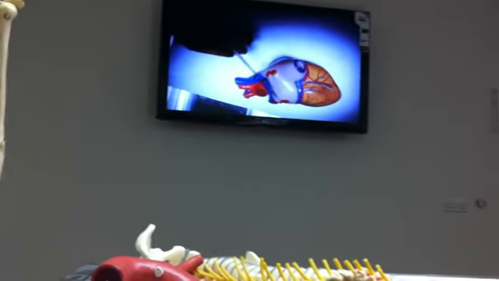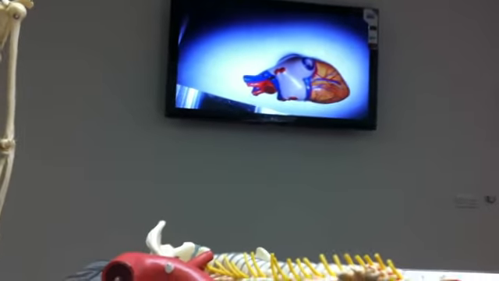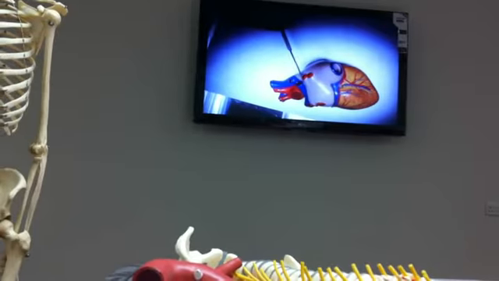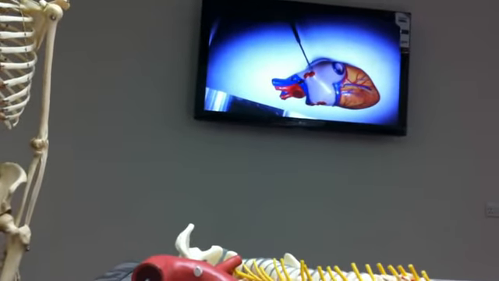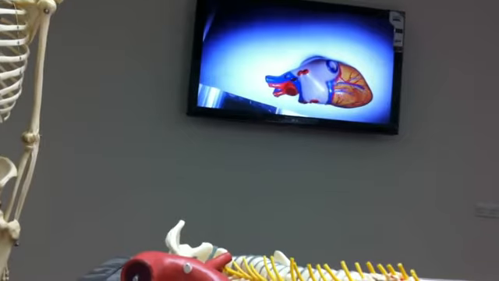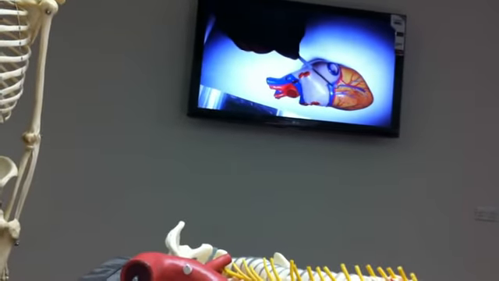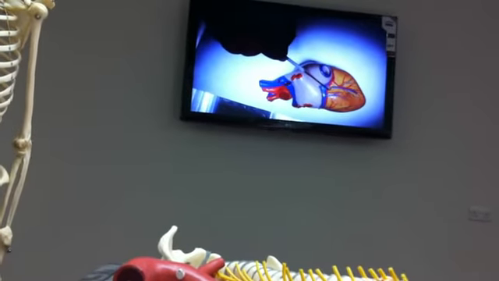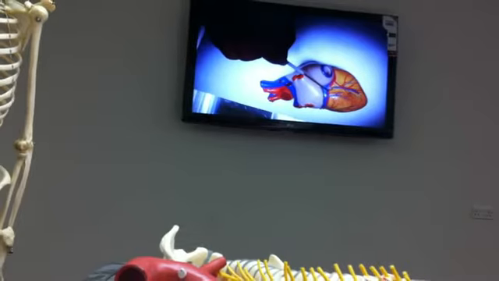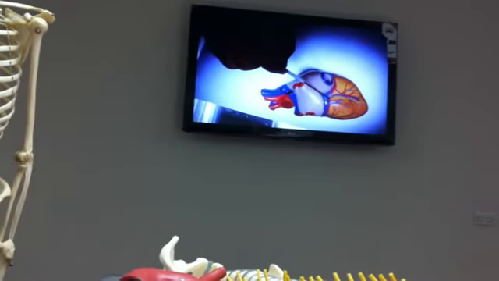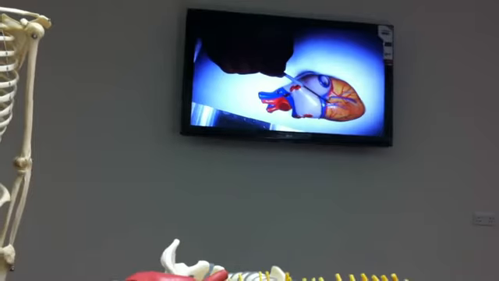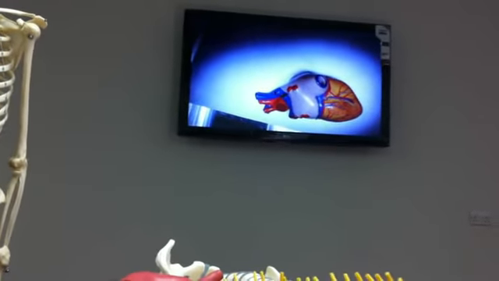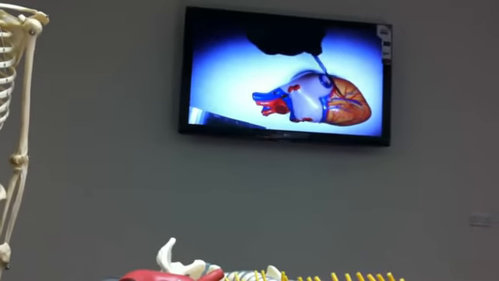Again, this is the base of the heart: the left atrium, the right pulmonary vein, the left pulmonary artery, and you see this coronary sinus. And this is called the circumflex coronary artery. It is a continuation of the left coronary artery. And this is called the right coronary artery. This artery is called the posterior interventricular artery.